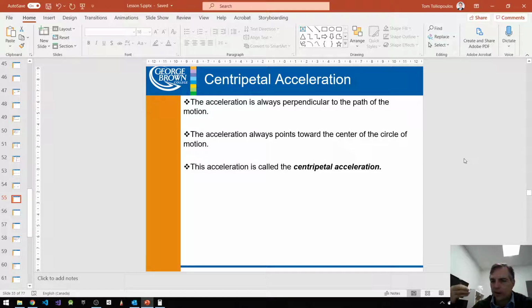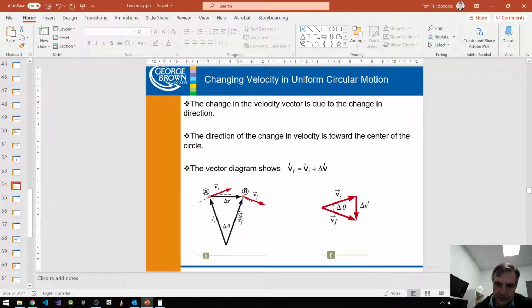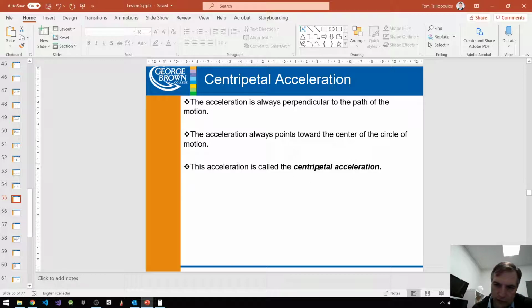What's happening is it's always perpendicular to the path of the motion, and it goes inward. So when we describe this motion path, the acceleration actually goes towards the center, or the radius of the motion. Even though you can see here the initial displacement, and then here's the final, and the change in the displacement from here to here, it describes motion just like we saw before. The actual acceleration goes inward towards the center of the motion, and that is called centripetal acceleration.